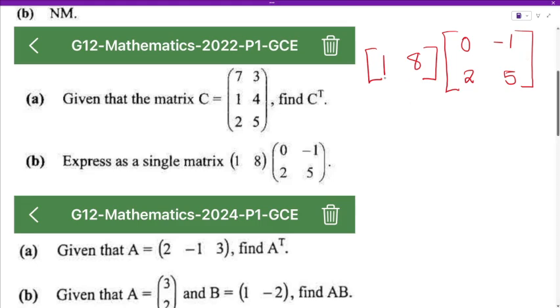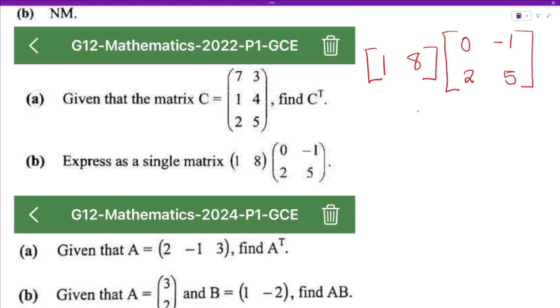Okay, so when you have something like this, same principle again. At this point we only have 1 row, so it's just going to be this row by this column and then by that column. Remember, it is row by column, so meaning it's going to be 1 times 0 plus 8 times 2, and then we proceed to the other column. So let's say I'm not sure what the final order of the matrix will be.